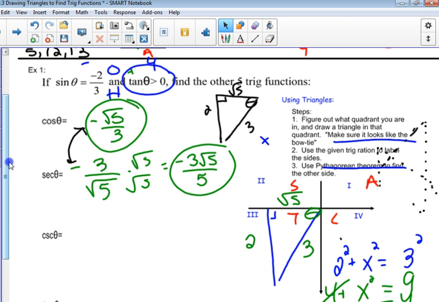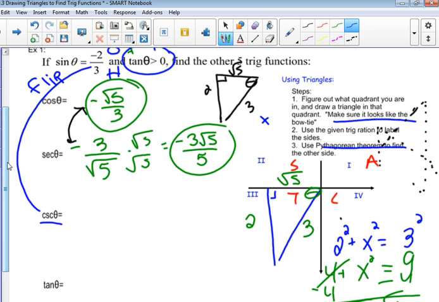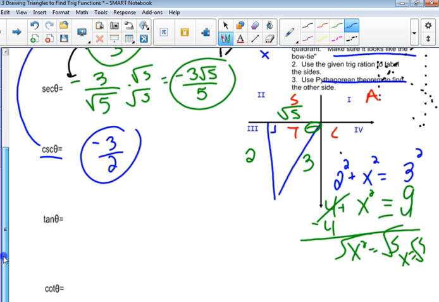Do we know what the sine is already? Yeah, so what would you guys do to get the cosecant? Perfect. We're just going to flip the sine. So what would you guys get for that one? Very good. All right.